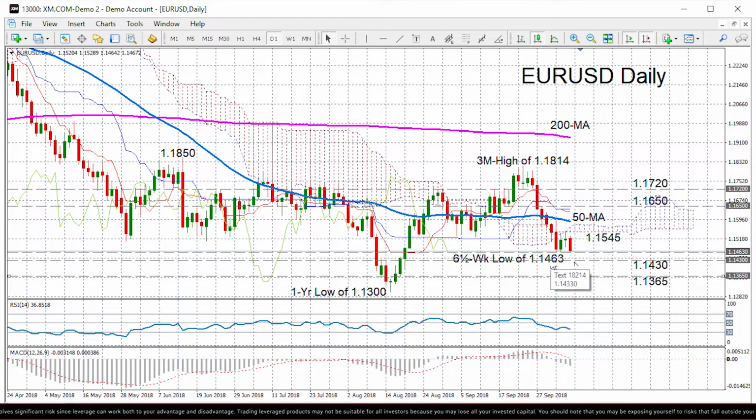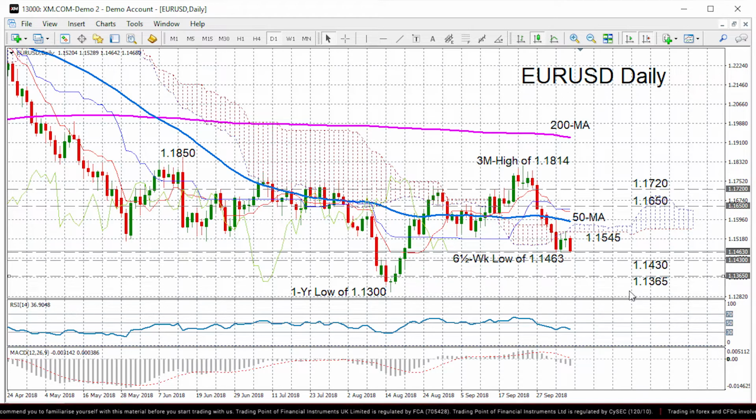There is immediate support coming from 1.1463. That was the 6.5-week low from last week, which has been holding in the past few sessions. However, if we were to see a breach of that support, we could then see euro dollar seeking its next support from the 1.1430 level, followed by the 1.1365 level. Both have acted as support and resistance in the past.